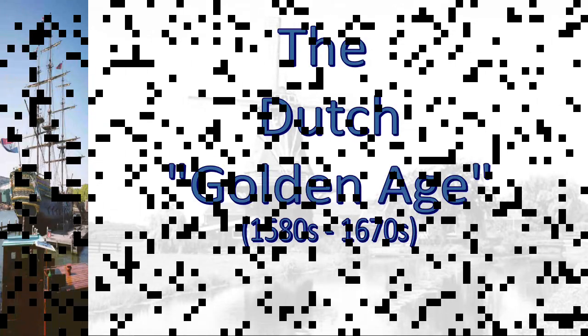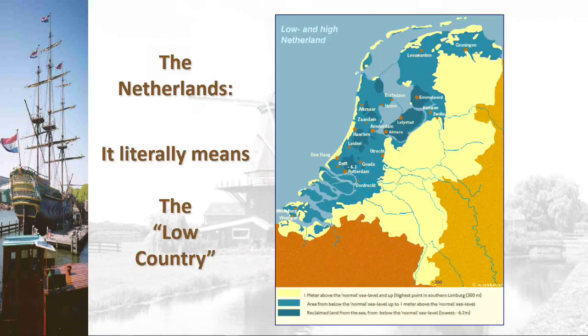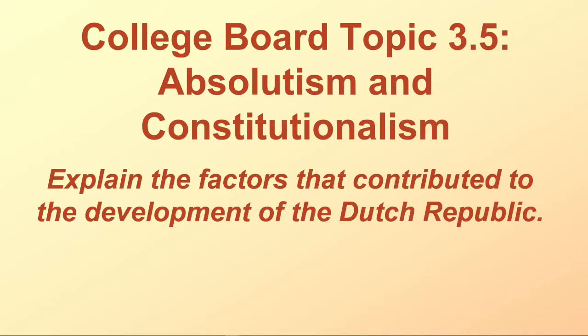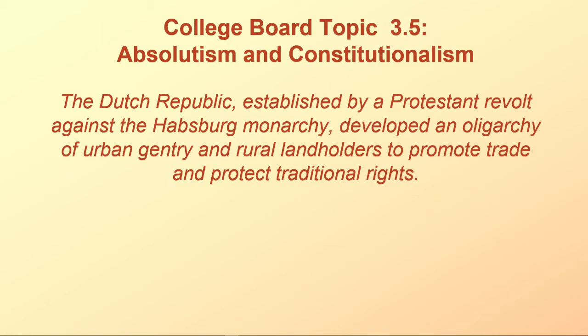The Dutch Golden Age from the 1580s to the 1670s. College Board Topic 3.5, Absolutism and Constitutionalism. Explain the factors that contributed to the development of the Dutch Republic. The Dutch Republic, established by a Protestant revolt against the Habsburg monarchy, developed an oligarchy of urban gentry and rural landholders to promote trade and protect traditional rights.